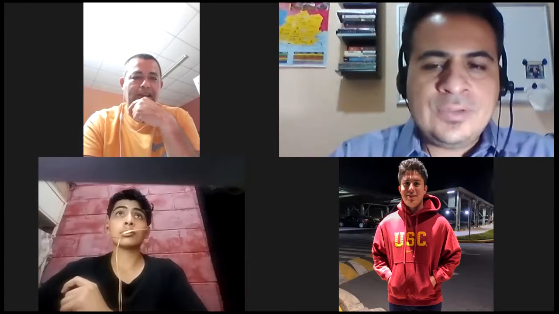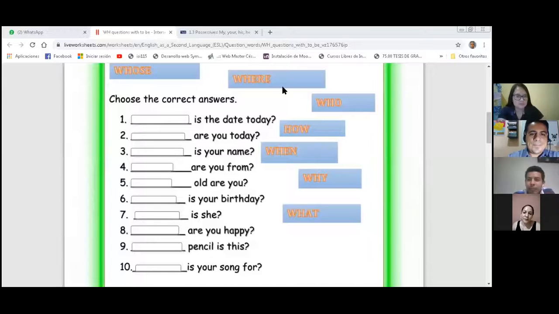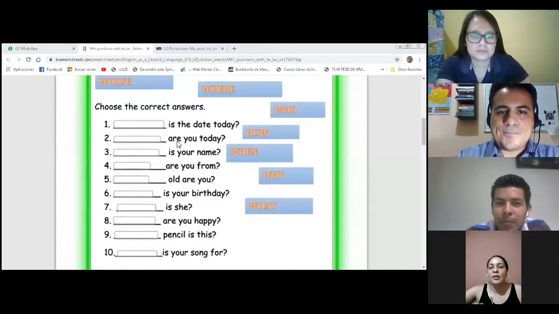Okay, I put a worksheet in the WhatsApp group. Do you see it? Go to WhatsApp, click on the link, and it will open a worksheet. So follow that link and it will take you to a worksheet with WH questions. I want you to also notice how they use the verb to be. Do you see it? Okay, very good. So you can work on that together.